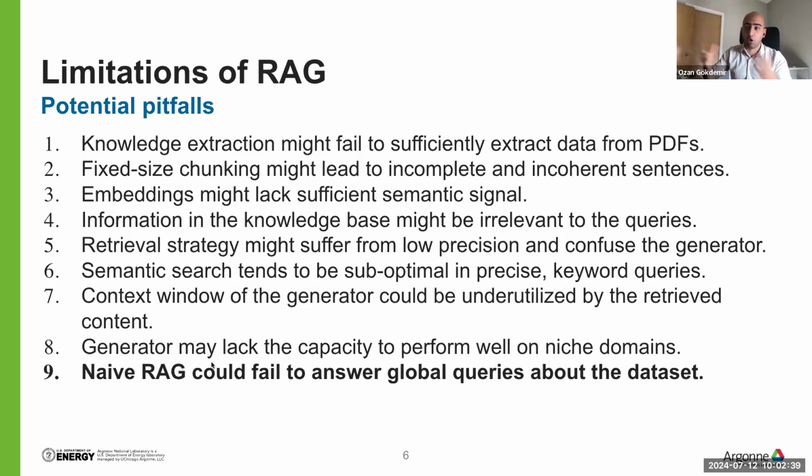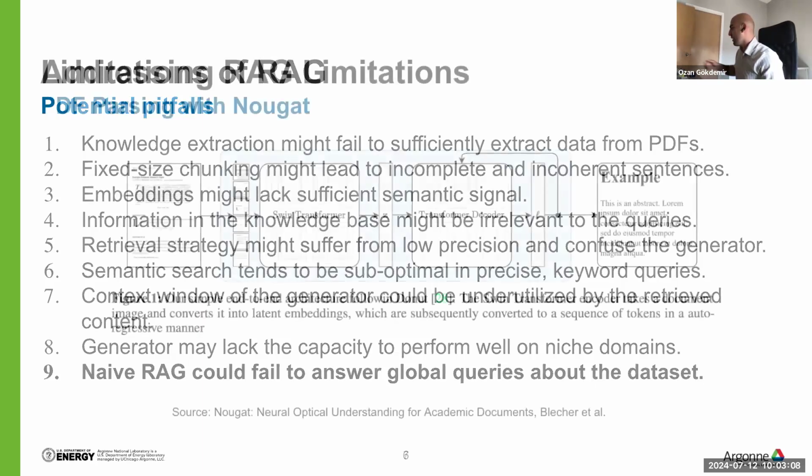So when you ask a global question, something as simple as what is this data set about, or what are the general themes in this data set, you may not get good global answers. That would require a broad, zoomed-out look at the whole data set, okay? So these are the limitations of RAG, and here are some advanced techniques to address them.